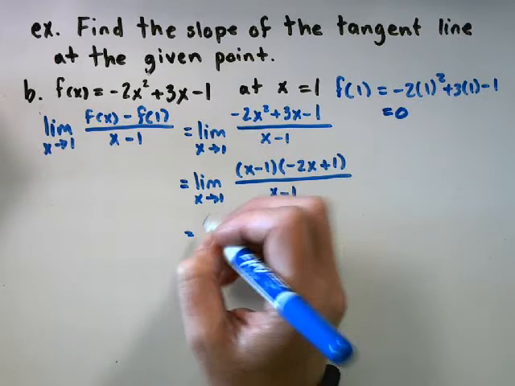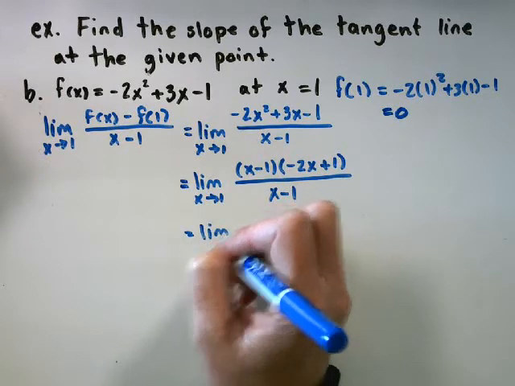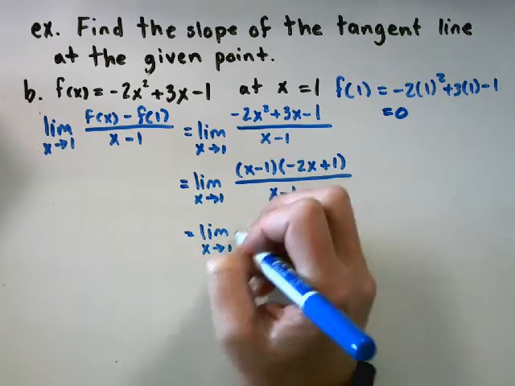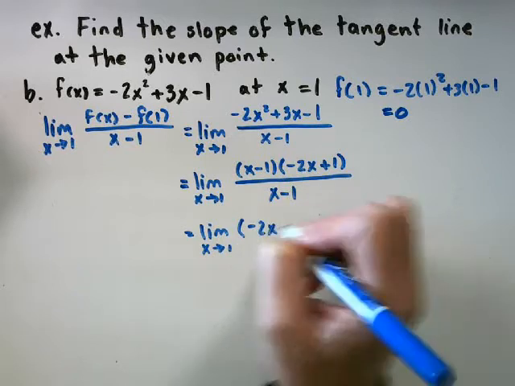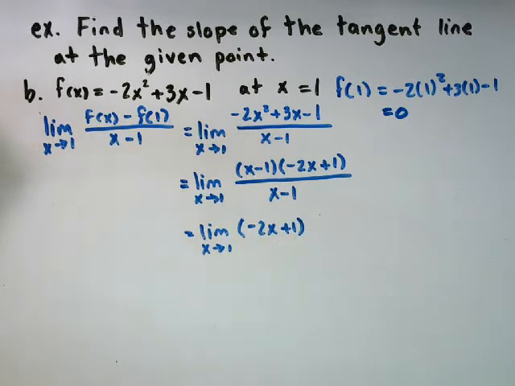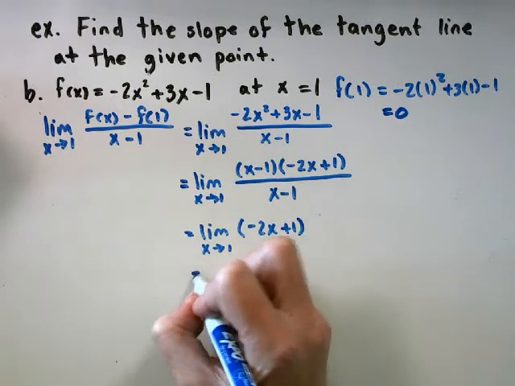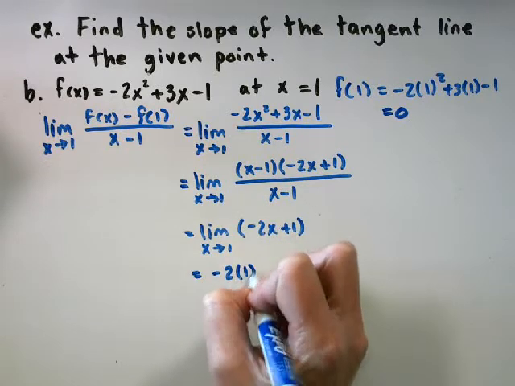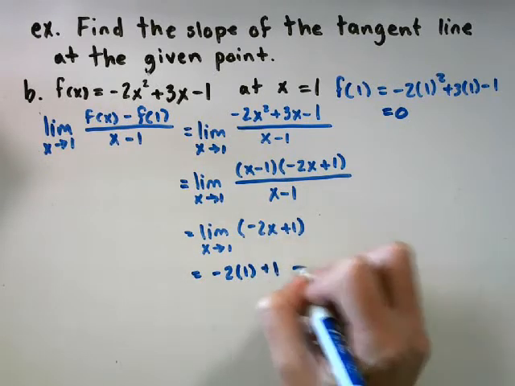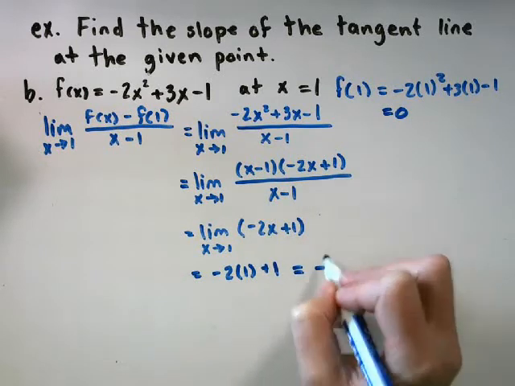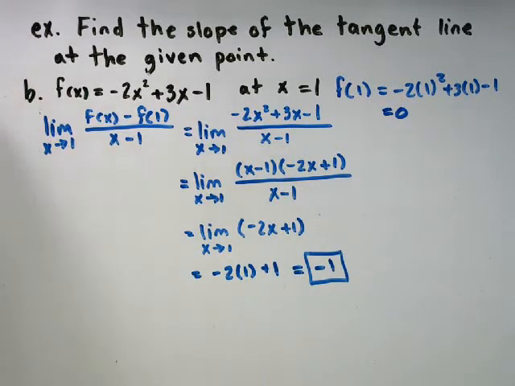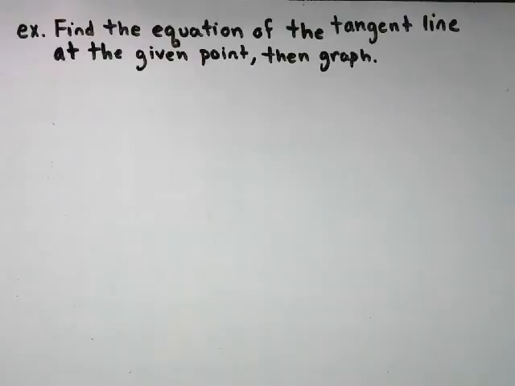So then we're looking at the limit as x goes to 1 of negative 2x plus 1, and then we can plug in 1. So this is going to be negative 2 times 1 plus 1, which is negative 1. Now we're going to take this a step further. We're going to find the equation of the tangent line at the point, and then we're going to graph both the function and the point.